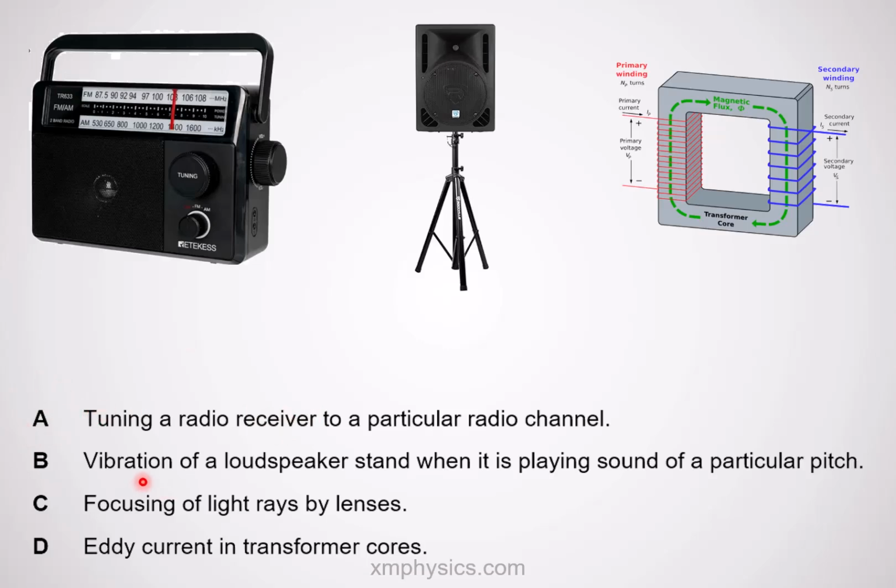What about option B? The vibration of a loudspeaker stand when it's playing sound of a particular pitch. So you have a loudspeaker and you have the stand. The stand usually has some rubber pads, right? Some cushion. These cushions are going to make the stand a kind of oscillatory system. And the loudspeaker is going to be vibrating at the same frequency as the sounds that it is playing. So the loudspeaker is going to act like a periodic driving force. That's why when it's playing sounds of a pitch that matches the resonant frequency of the stand, then this stand is going to be vibrating violently.